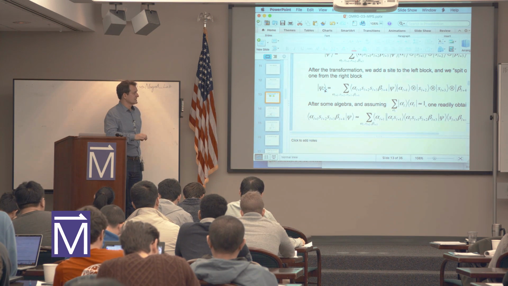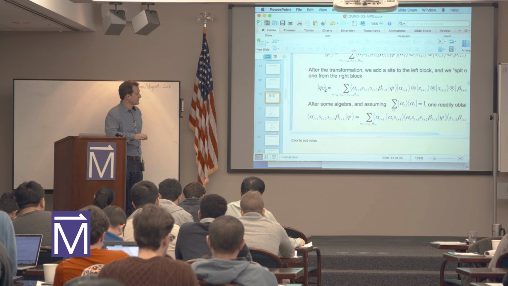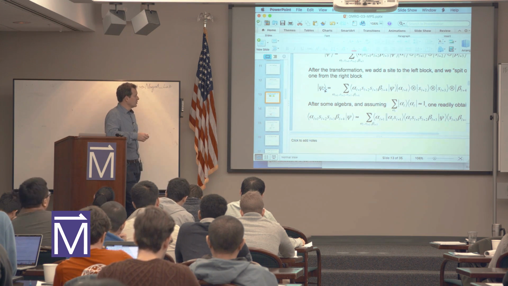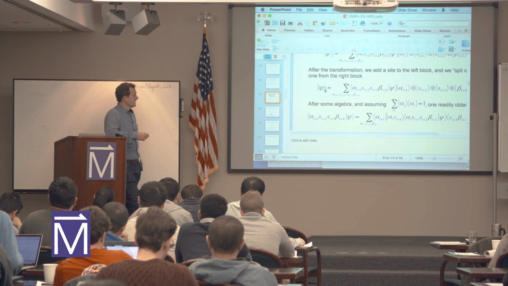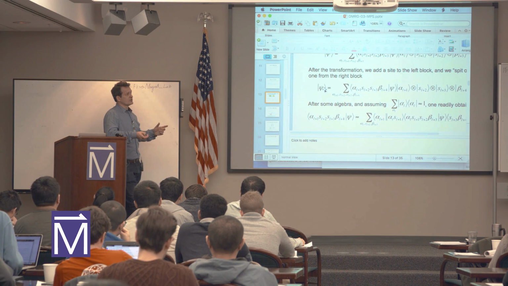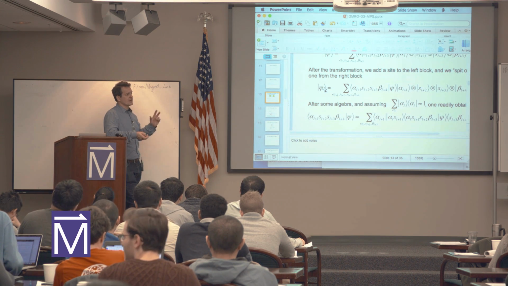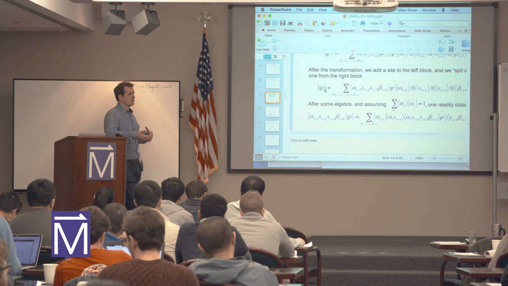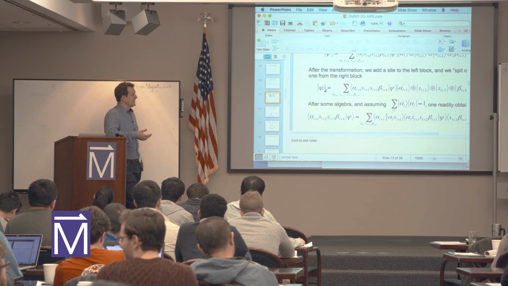If you're using some Hamiltonian that doesn't conserve particle number, for instance, or total spin, you have to relax that. You can still store the operators in blocks, but you cannot store the Hamiltonian in blocks. So you have to be careful about how you implement it.